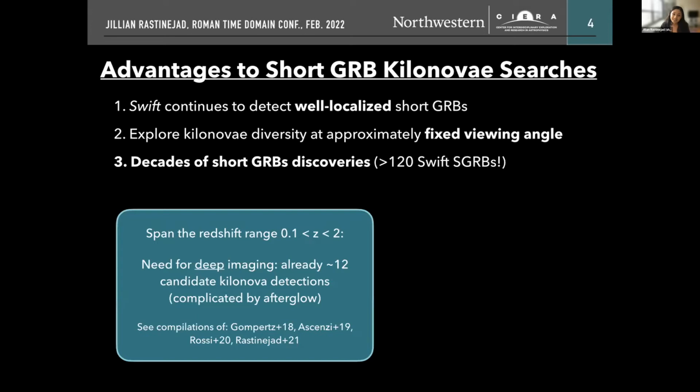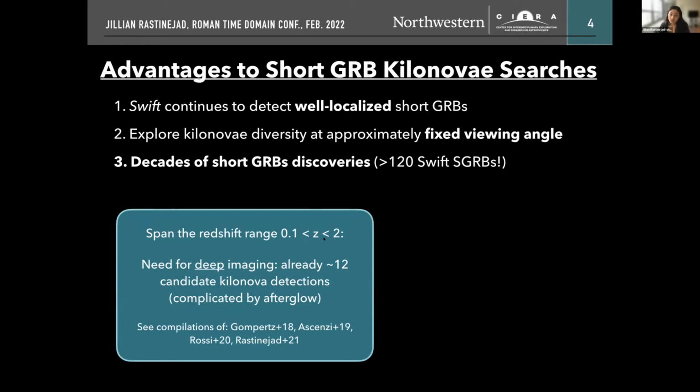And then finally, a major advantage is that there are decades of short GRB discoveries, well over 120 detected by Swift alone. These span a wide redshift range. The disadvantage to this wide redshift range is that if you want to detect a kilonova at these distances, you need deep imaging. However, we already have around 12 candidate kilonova detections.